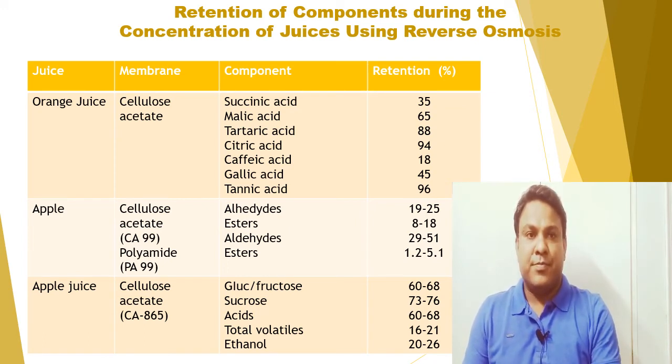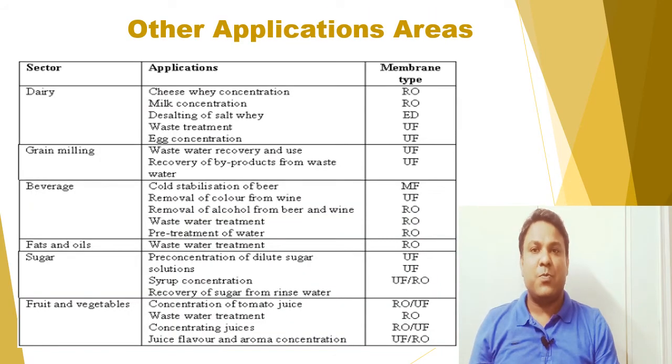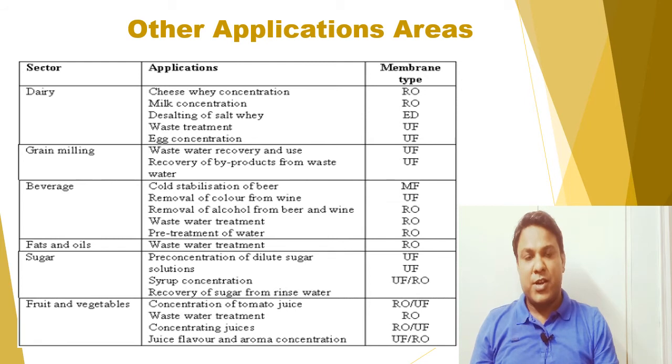Further, we may see the apple juices which has cellulose acetate. We use this particular membrane, model CA865, for the retention of these components: fructose, sucrose, acid, total volatile ethanol, and this range gives from 20 to around 76% retentions that we can achieve with the help of membrane technology. Application of membrane technology in the food processing industry we have already discussed, especially in the dairy sector, seawater treatment, as well as concentration of juice.